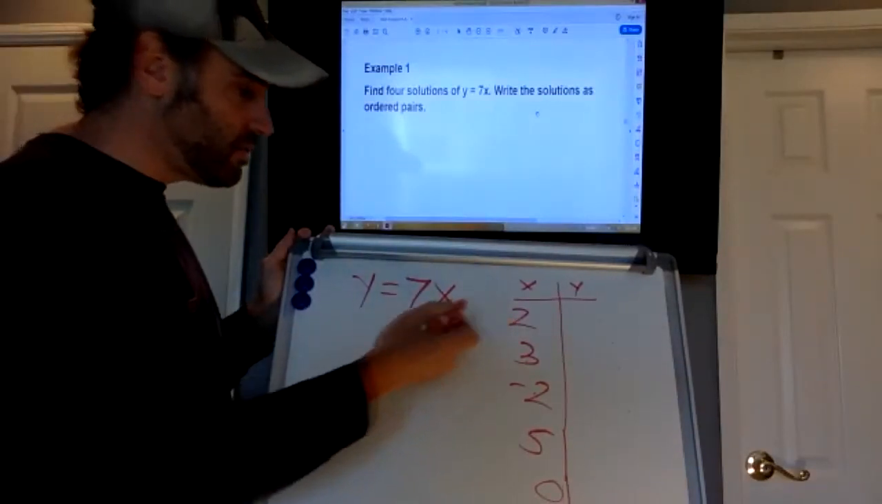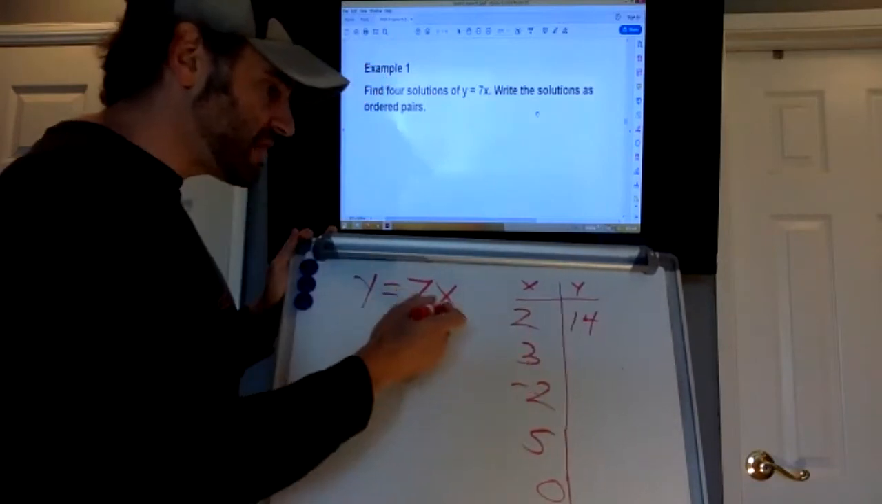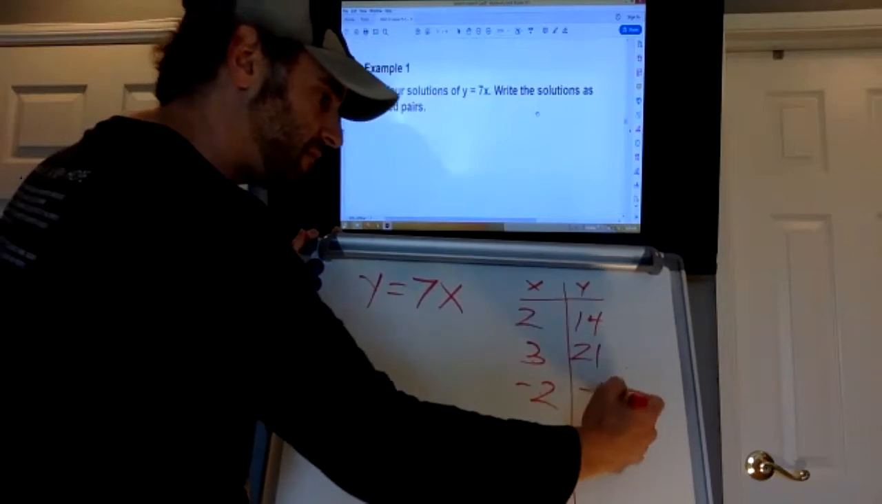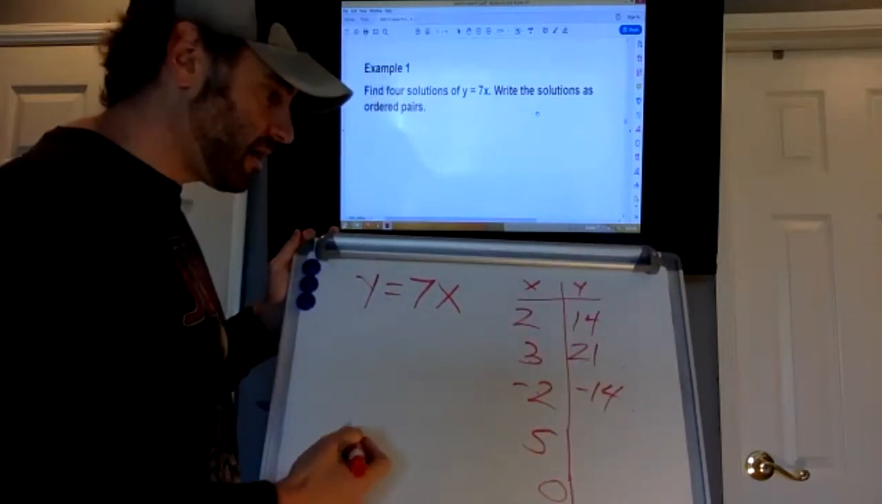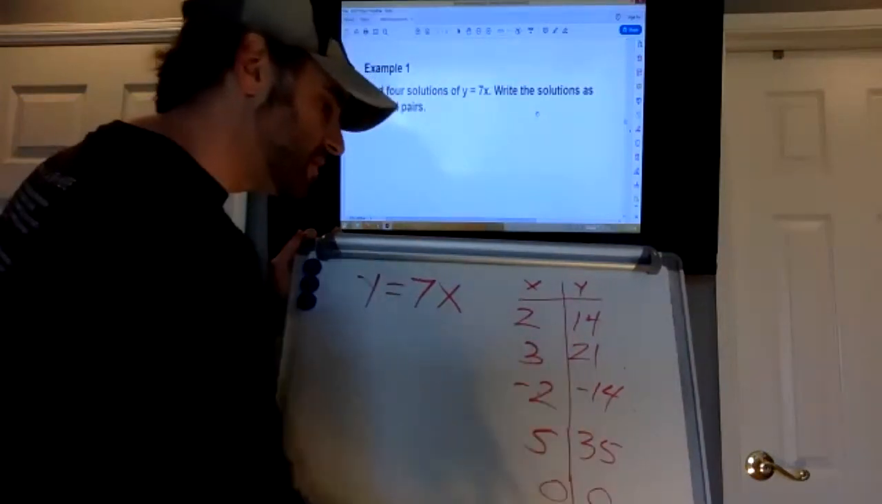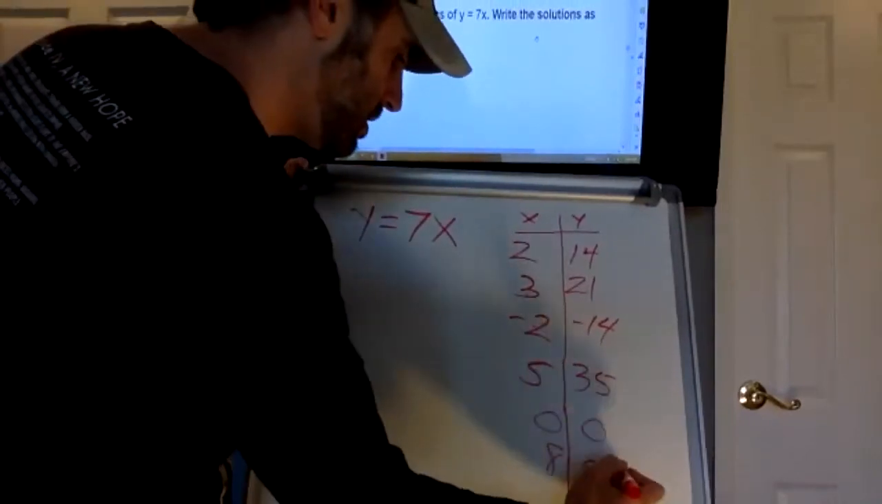If x is 2, you plug that in. 7 times 2 is 14. 7 times 3 is 21. 7 times -2 is -14. Okay. 7 times 5 is 35. 7 times 0 is 0. 7 times 8 is 56.